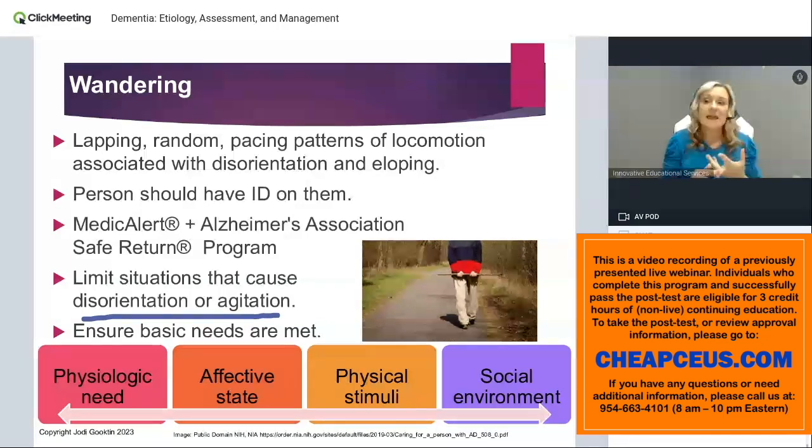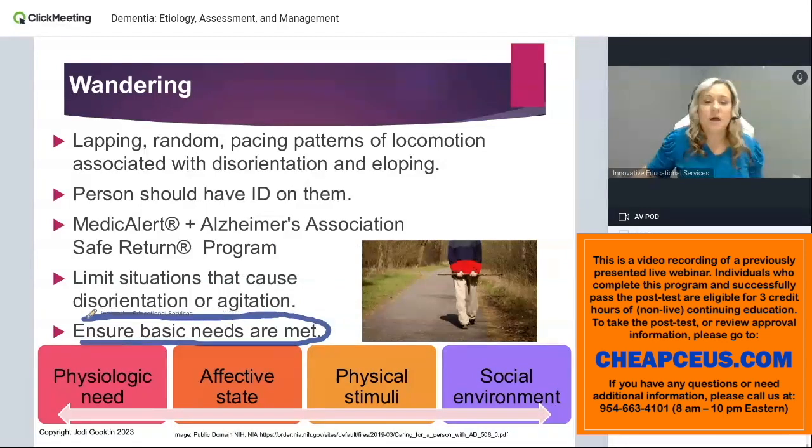Light, noise, temperature are triggers. That's why around the holidays, all those things kind of come into play. Everything's out of order, so we have to be careful. Also, there's a shift that wandering may be due to an unmet need. Are they hungry? Are they thirsty? Are they in pain? Do they have to go to the bathroom? All of these different things to consider.